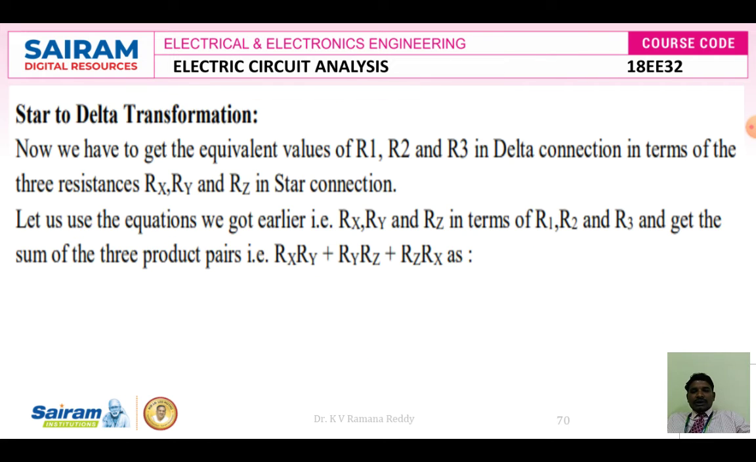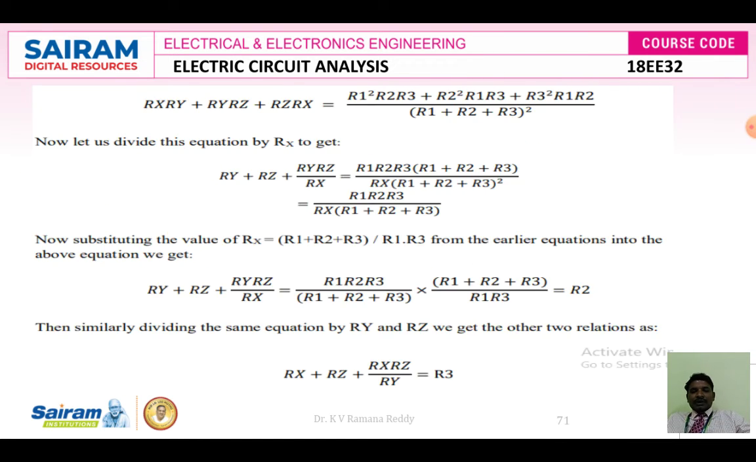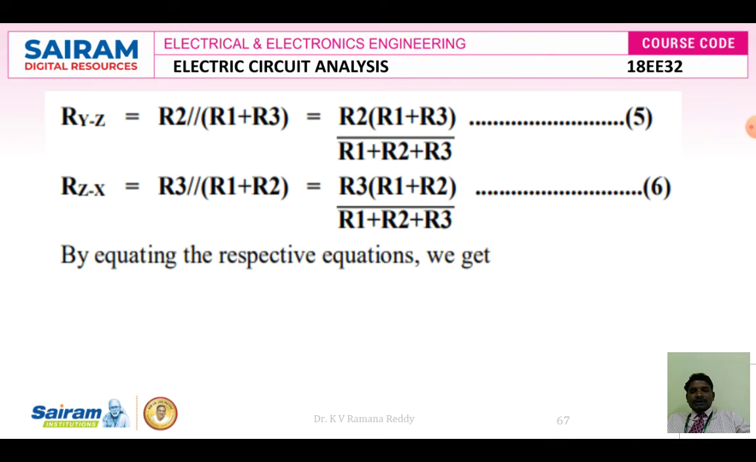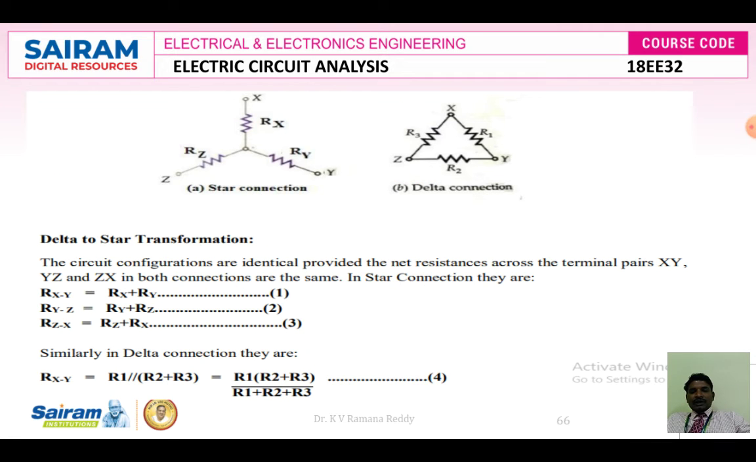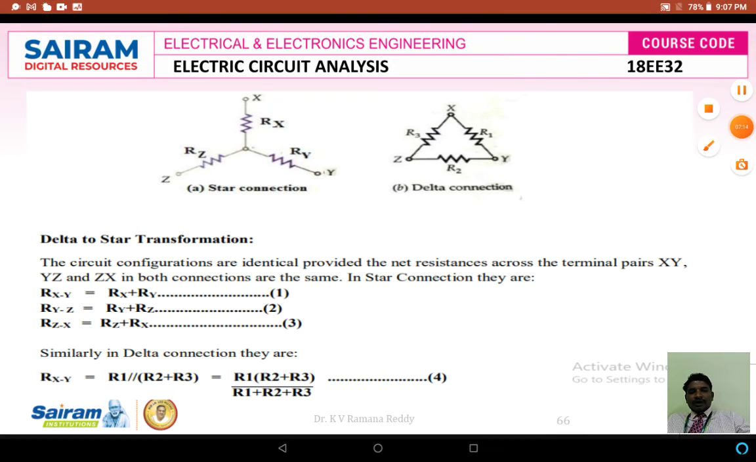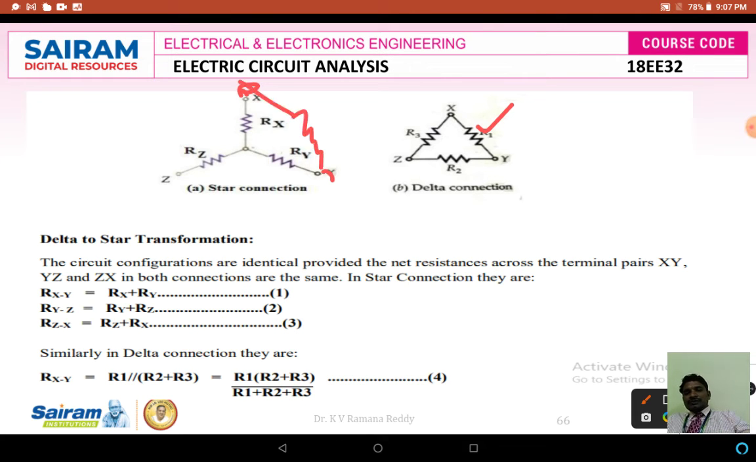To convert star to delta, I want the value of R1. Here the value of R1 is constructed between terminals x and y. Between terminals x to y, if a resistor is constructed as R1, then R1 is equal to Rx into Ry plus Ry into Rz plus Rz into Rx, divided by the opposite resistor, that is Rz. Then we get R1.